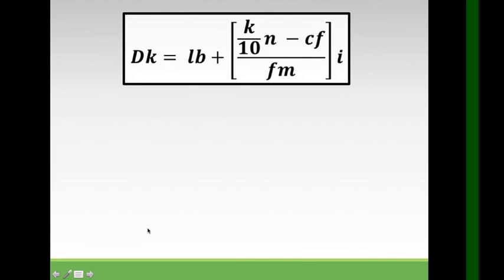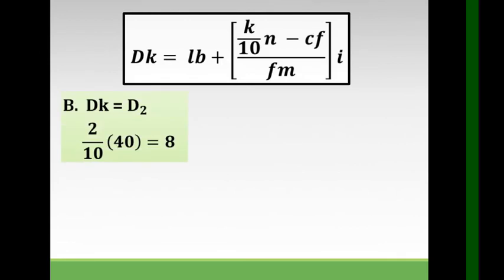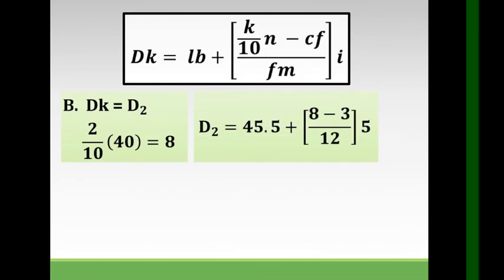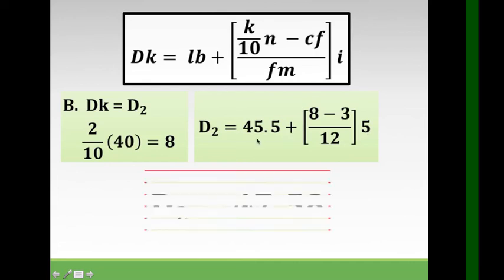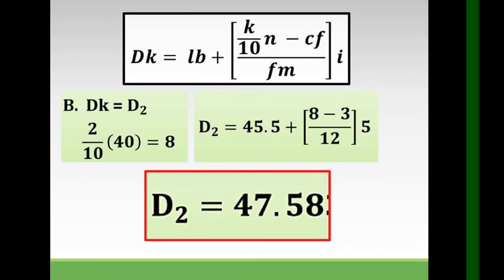So this will be our given that we are going to write in our formula. Using this, we can substitute the given into the formula. So we have 45.5 plus 8 minus 3 over 12 times 5. So again, 8 minus 3, click equals, that's equal to 5. 5 divide 12, click equals, times 5, click equals, plus 45.5, and then click equals, and you will get 47.58 as your final answer. Again, 2 decimal places for the final answer.